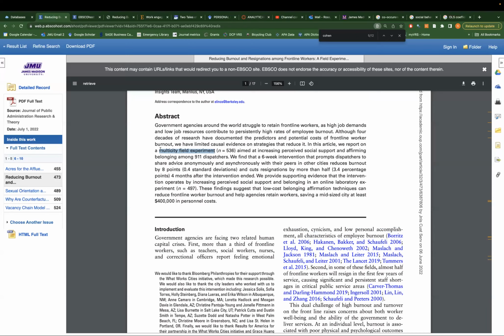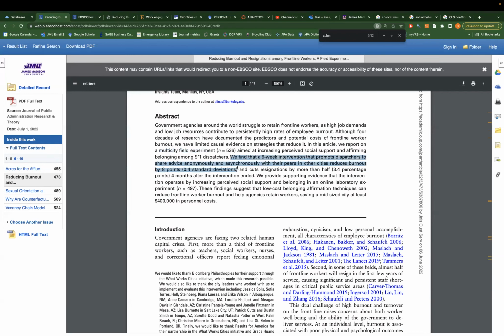They did multiple cities. So even though they have a specific population of frontline workers, at least they are frontline workers. This isn't a laboratory experiment, and they found people across a bunch of different areas as well. They say that they have this 6-week intervention that prompts dispatchers to share advice anonymously and asynchronously with their peers in other cities, and that this is able to reduce burnout by 8 points. We don't know out of what yet, but 0.4 standard deviations.